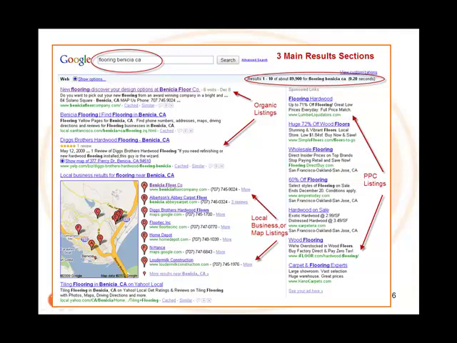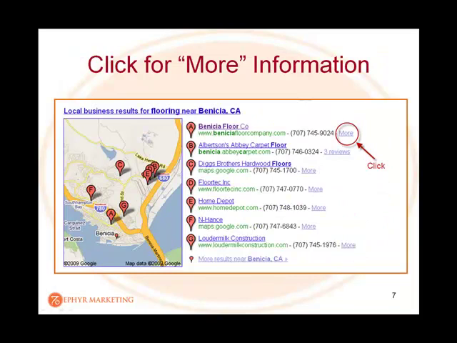And so the local business listings are really determined by what Google has in their database of information in their local business center, not just your website showing up. So what we're going to do is take a little bit closer look at one of these listings here. We're going to look at the Benicia Floor Company listing. We can see that they have a website, and we see that there's a phone number there, and there's a More link that we want to click on.